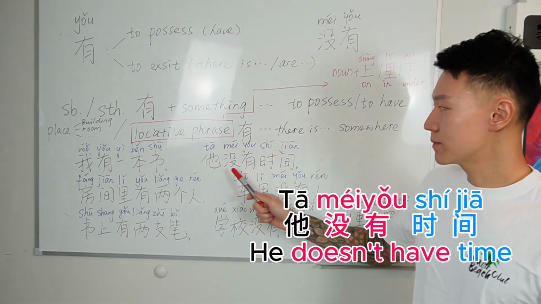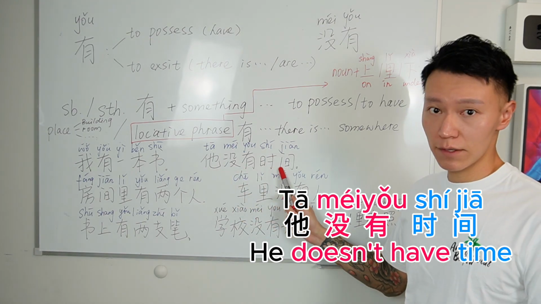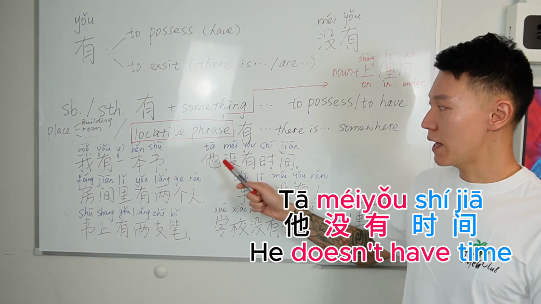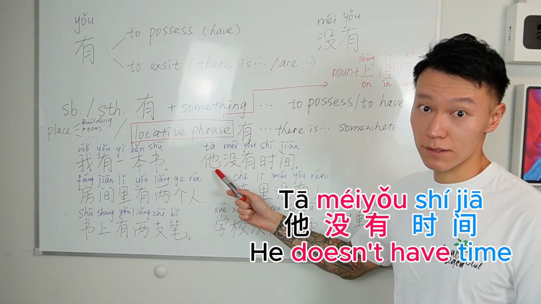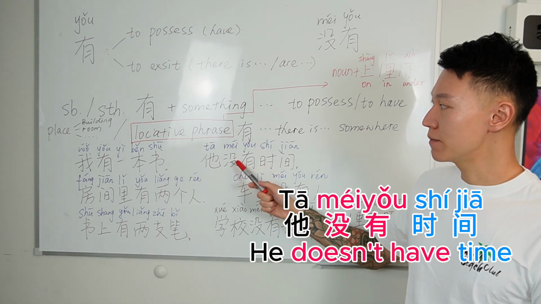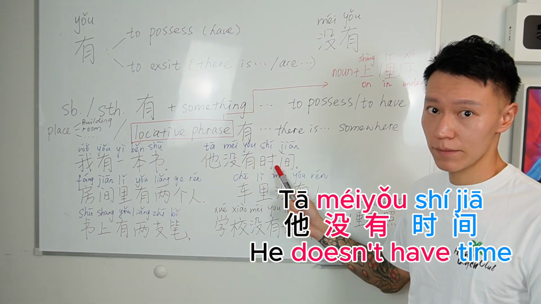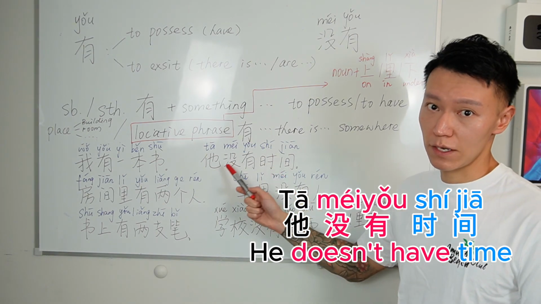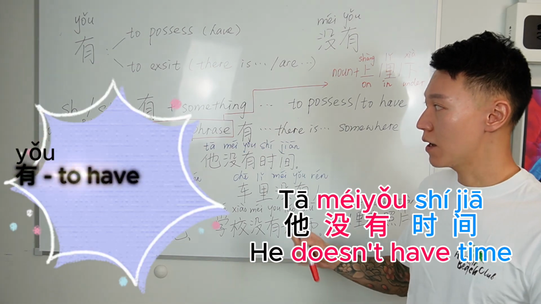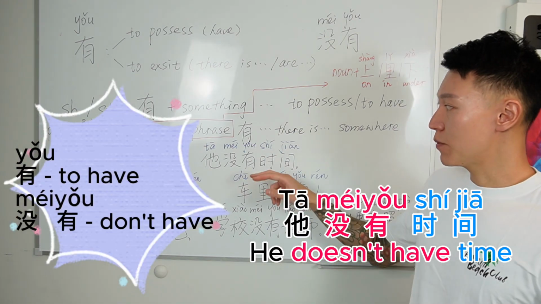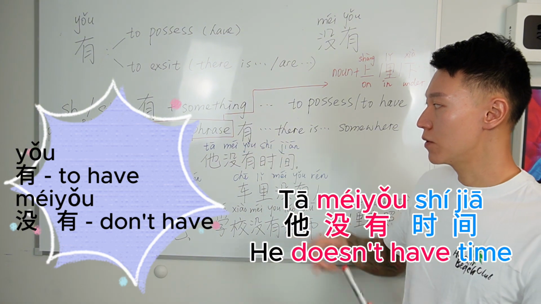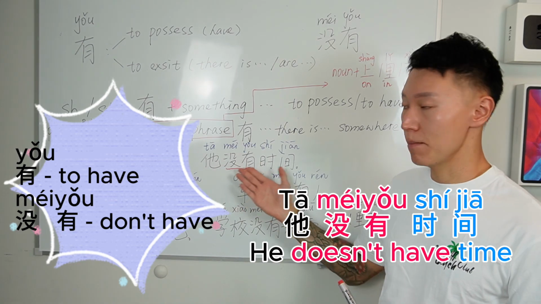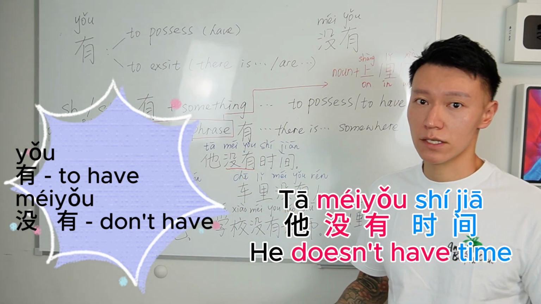Now, the second one. 他没有时间. 他没有时间. So, at the beginning of the sentence, it's 他 somebody, and after 没有, it's time. 时间, it's a noun. So, somebody doesn't have something. He doesn't have time. One thing I forgot to mention is when we want to use negative form of 有, it's 没有. Okay, it's 没有. So 他没有时间. He doesn't have time.